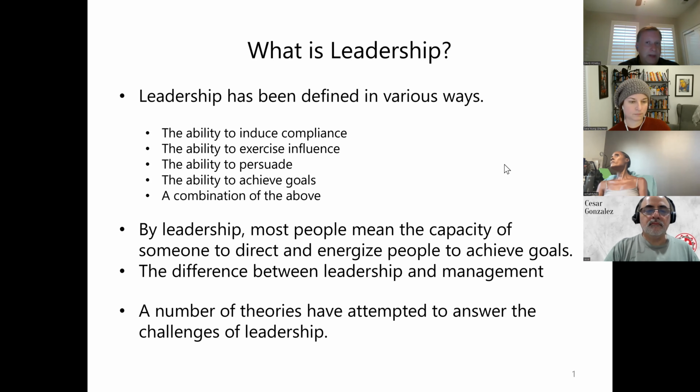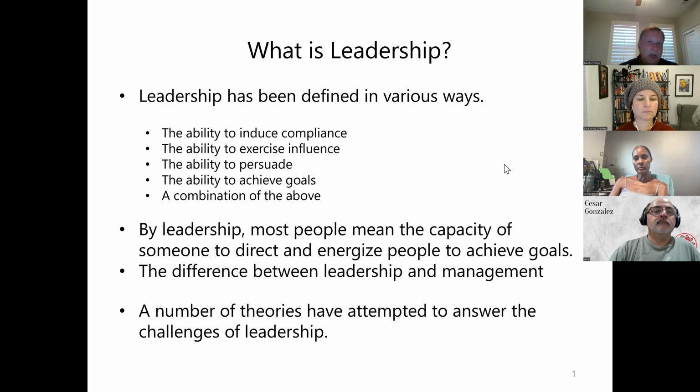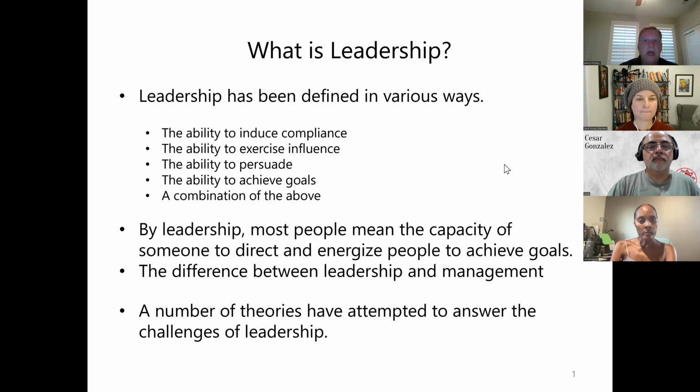And again, that's your goal attainment model of organizational effectiveness, one of those four models that we discussed earlier in the class. And these definitions are obviously not mutually exclusive. There's really leadership as a combination of several, if not all, of those definitions. So by leadership, we're usually talking about the capacity of someone to direct others to achieve goals, to energize and direct others to achieve goals.